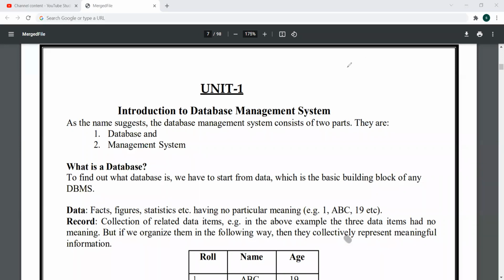Database Management System. DBMS. Unit 1, Introduction to Database Management System. As the name suggests, the database management system consists of two parts. They are, first, database and second, management system. DBMS is a combination of database and management system.